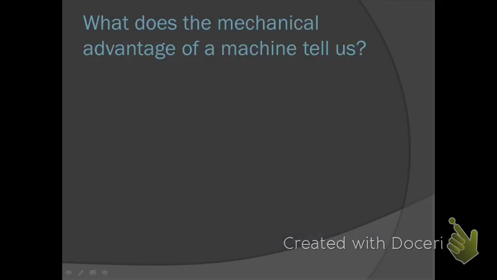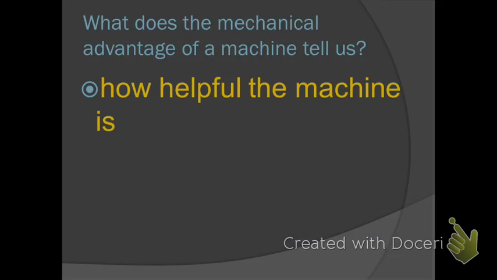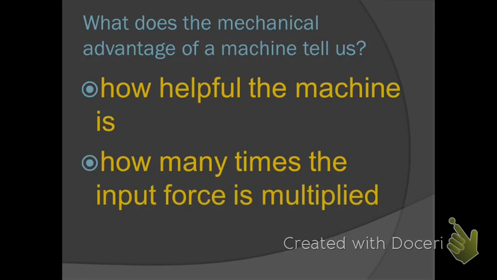What does the mechanical advantage of a machine tell us? You've got some notes to take on your paper. Pay attention to where we are. This is number 1. What does the mechanical advantage of a machine tell us? 2 things. It tells us how helpful the machine is. It also tells us how many times the input force is multiplied.